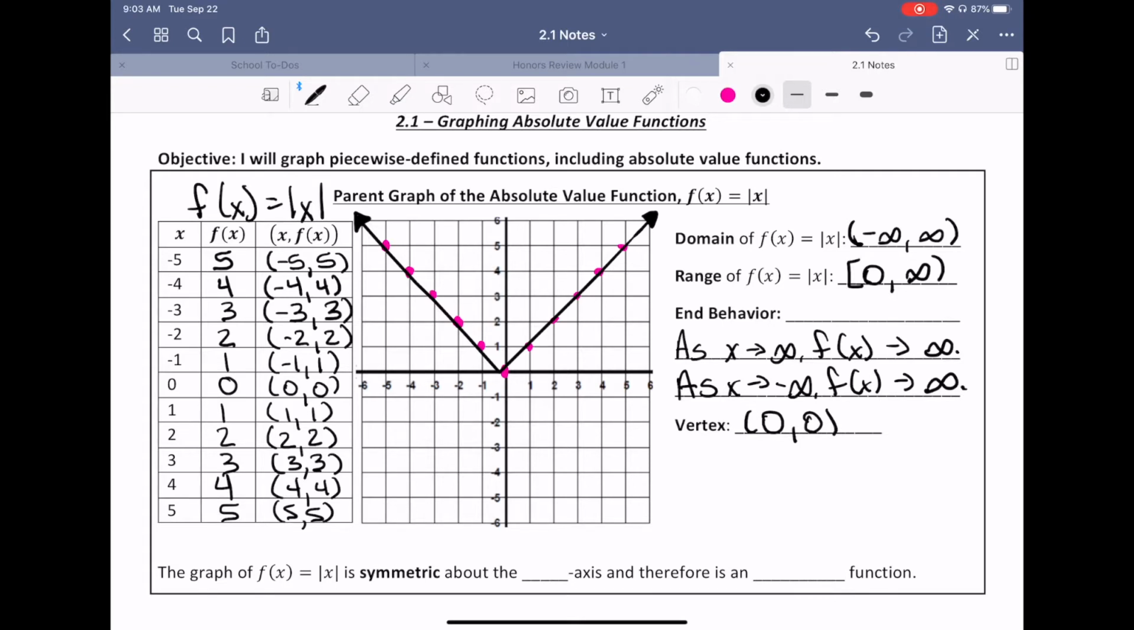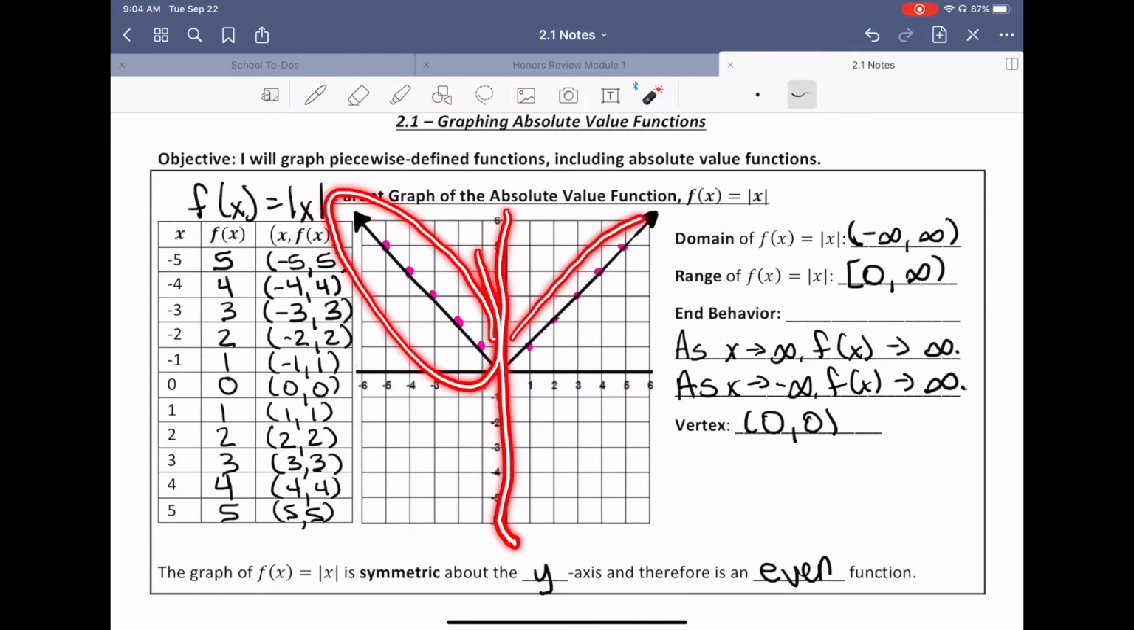Okay. Now, the graph of f of x equals the absolute value of x is symmetric about the y-axis and therefore is an even function. Okay, meaning I can draw a straight line down the y-axis, okay, and you can see it's symmetric. This half here would fold over into this half here, okay.